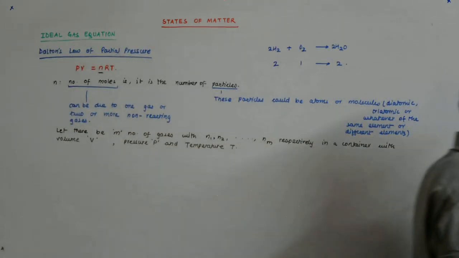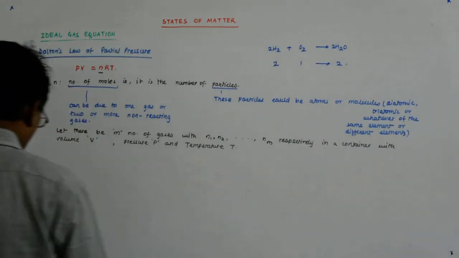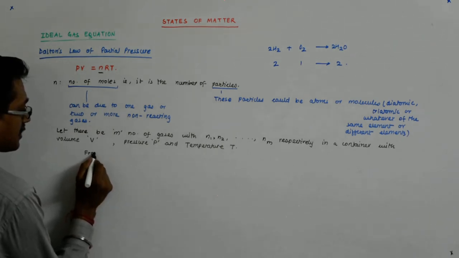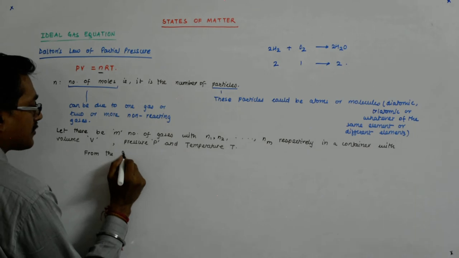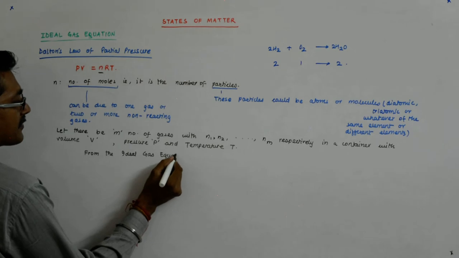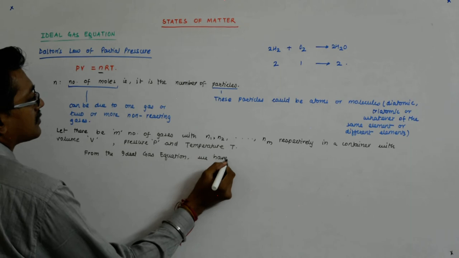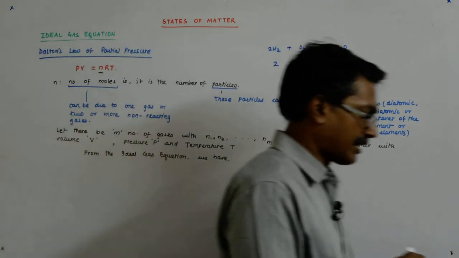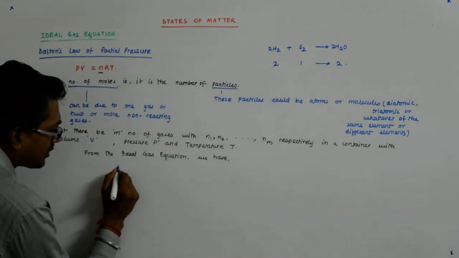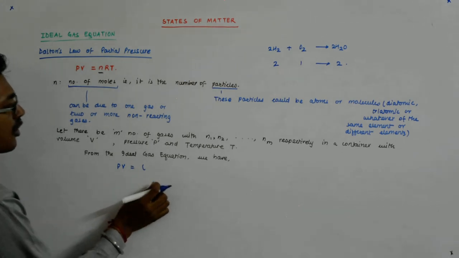I can very easily apply the ideal gas equation. And what does it give me? So from the ideal gas equation, what do we have? We have PV is equal to the number of moles, for non-reacting gases.